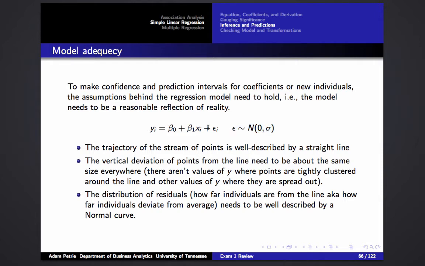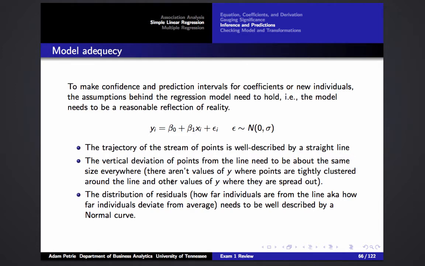So what does this translate to when we actually look at our model? Well, we need to look at the scatter plot and the residuals plot to make sure the trajectory of the stream of points is actually well described by a straight line. When we look at the scatter plot, we make sure that the vertical deviations up and down from the line are about the same everywhere. We don't want to see some values of y where points are tightly clustered around the line, other places where they're more spread out. That's a violation of the assumptions.